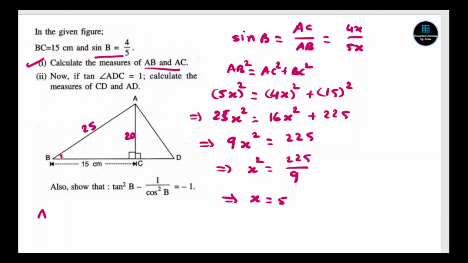So let me just quickly write it. AB equals 4 times 5, which is 20. And AC equals 5 times 5, which is 25. So the first question is solved here.